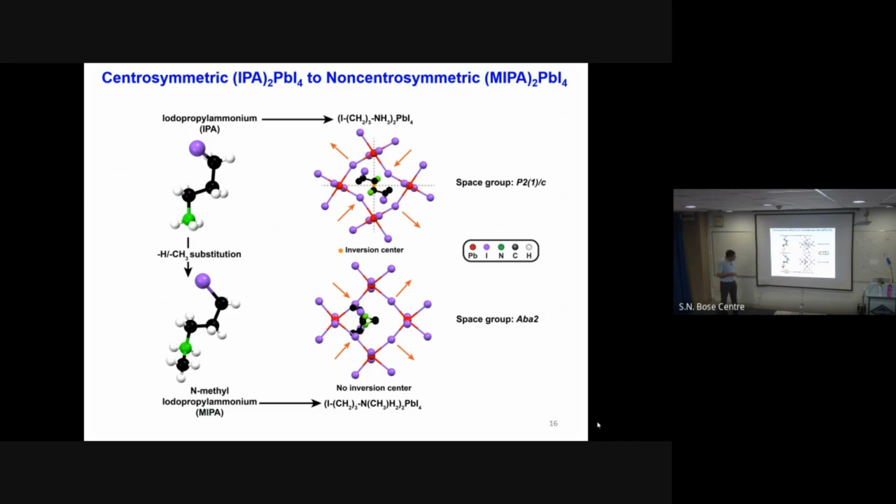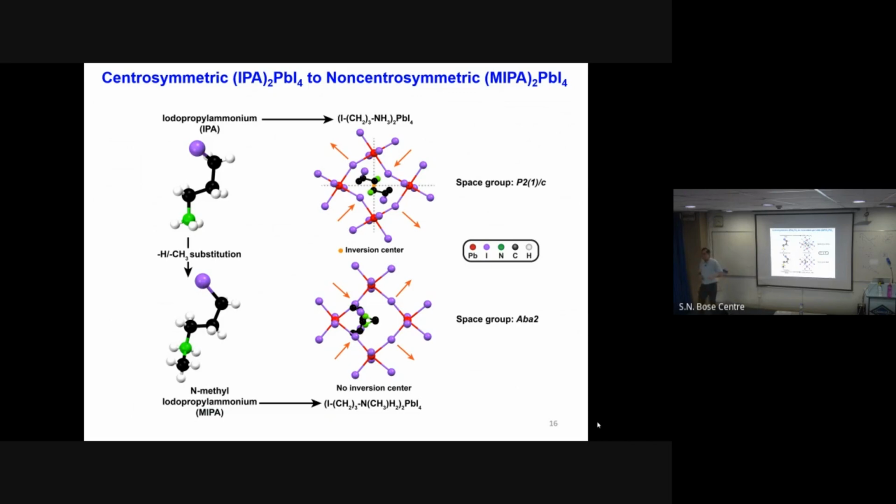If you look at this, this is the lead and this is iodine. If you draw a line here between the red spheres, you'll see that iodine is a little bit off center. It is shifted to that side. So you get a sort of dipole moment in this direction, and this keeps on adding. All the dipole moments are in the same direction, so you get a polar structure, and the space group that we get here falls into a ferroelectric space group. So you get a non-centrosymmetric polar structure by substituting one of the hydrogen atoms with the methyl group.